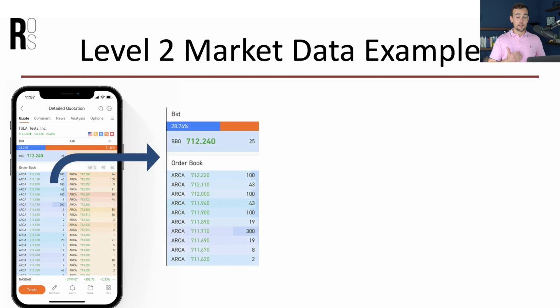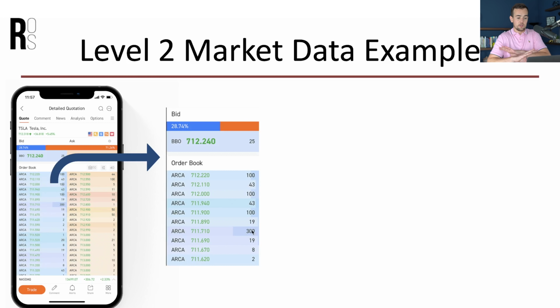So now let's cover an example here of level 2 market data looking at Tesla stock over on Moomoo. So first of all, if we take a look at the order book here, we're taking a look at the bid price, and it's showing you how many shares people are looking to trade at what given price. So looking right here, there was an order for a bid price of 100 shares at 712.22. There was one for 43 shares at 712.11. And then I look down here, 300 share order to buy at 711.71.